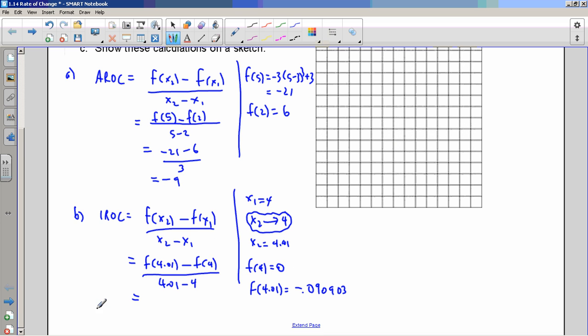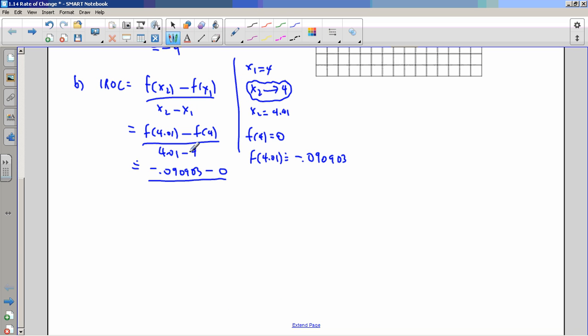And so I get, with all the decimal places, or is this approximate? I rounded. So this is going to be rounded off too. This is negative 0.090903 subtract 0 over 4.01 subtract 4 is 0.01. And I get, when I divide that, that's going to be around negative 9.0903.